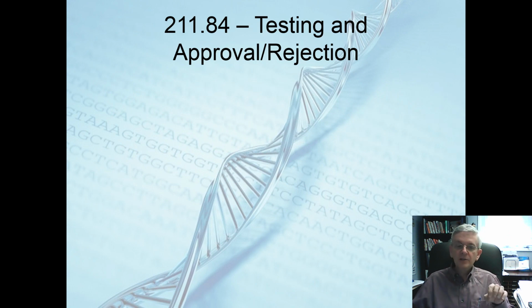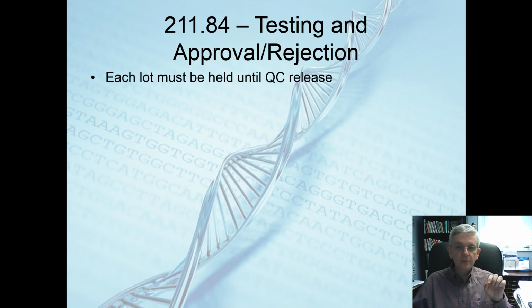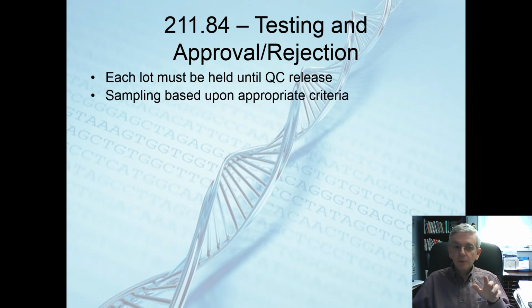21184 talks about testing and approval or rejection of these items. Each lot shall be held until it's released by the quality control unit. And I should say until it's dispositioned by the quality control unit, because it could be released, it could be rejected. Sampling is based upon some type of appropriate criteria, whatever that happens to be.